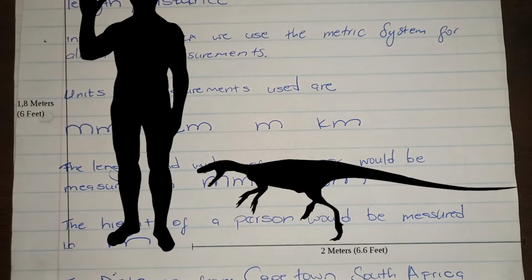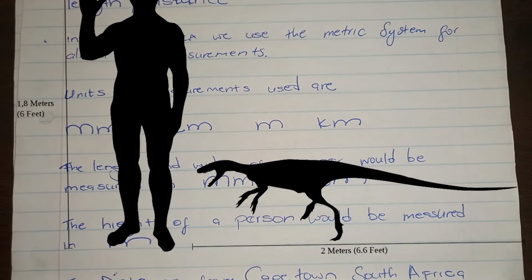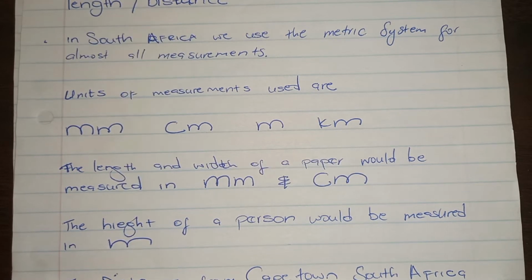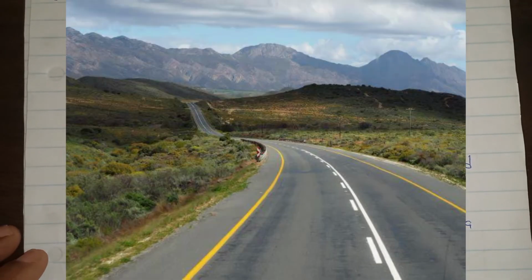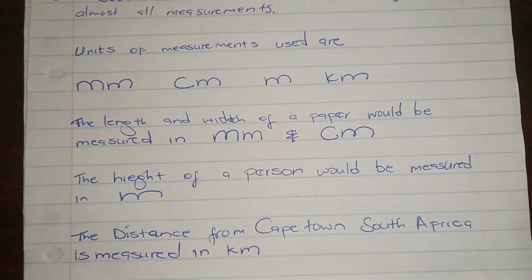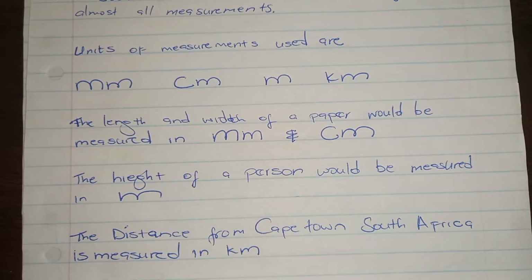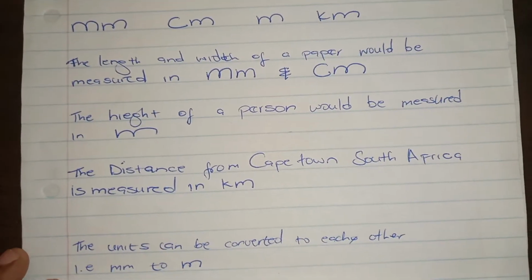But if we were to measure the height of a person, we would measure the person's height in meters, because millimeters would just be agonizing, but we do use millimeters and centimeters for height as well. The distance from Cape Town, South Africa, to Cairo, Egypt, is measured in kilometers. So now if we're going to measure the winding road all the way from South Africa to Egypt, we would use kilometers because, come on, millimeters are just not going to be efficient. Meters are just not going to be efficient.